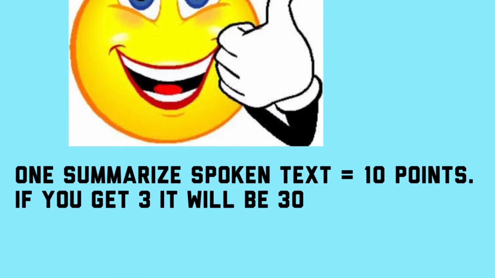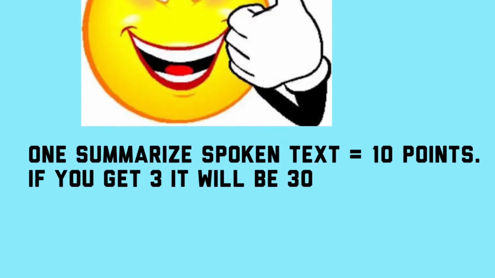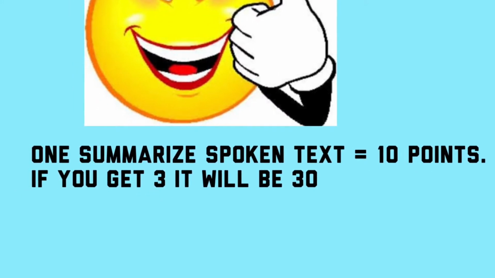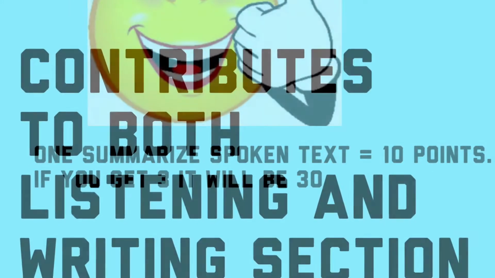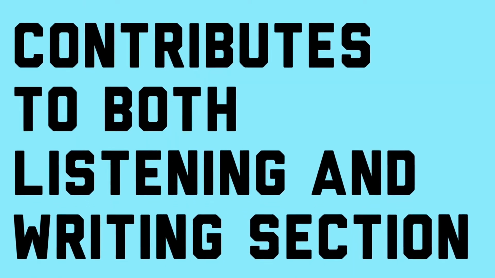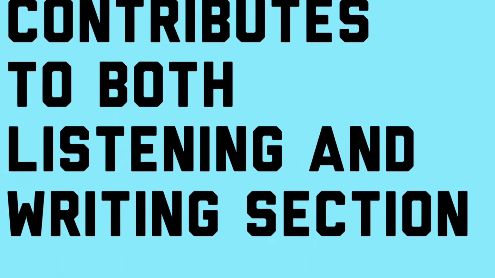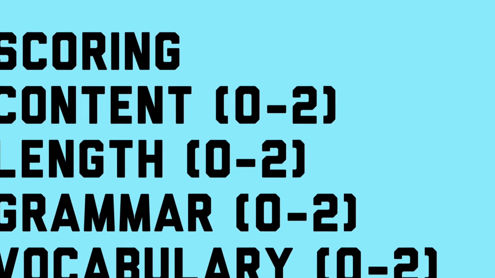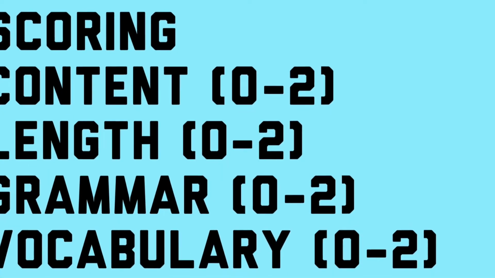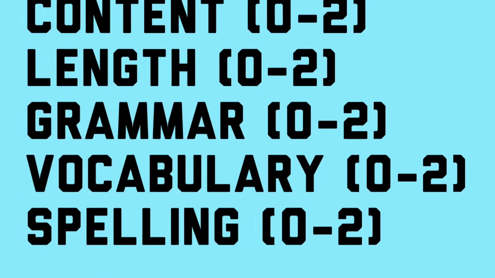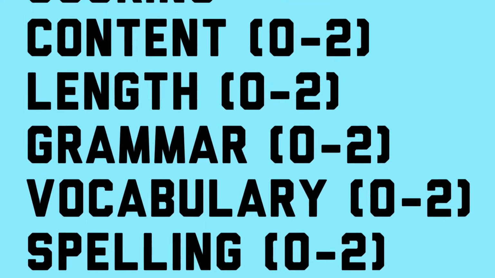Summarized spoken text is one of the important tasks of the PTE listening section because one summarized spoken text is worth 10 marks. So if you get 3 summarized spoken texts, it will be 30 marks. And it contributes to both the listening as well as the writing section. The total marks of the summarized spoken text are obtained from content, length, grammar, vocabulary, and spelling.